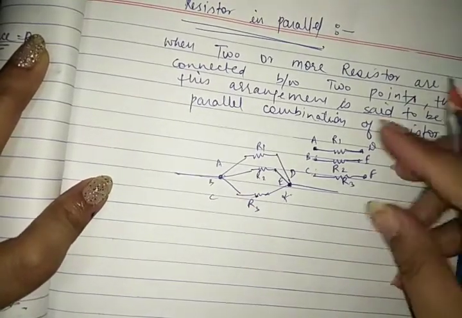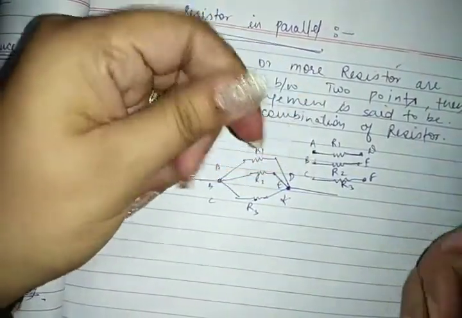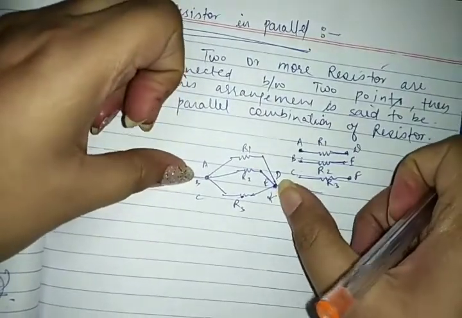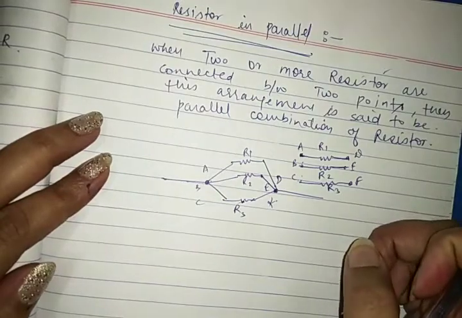That means if you combine all the 3 points together, and bind them to these two particular points, then this kind of arrangement is known as resistors connected in parallel.